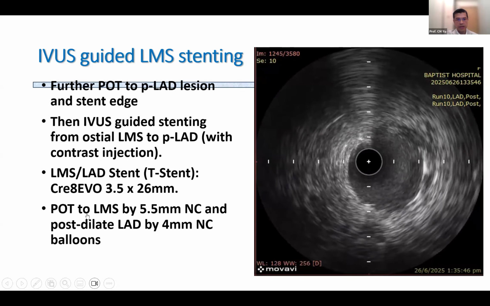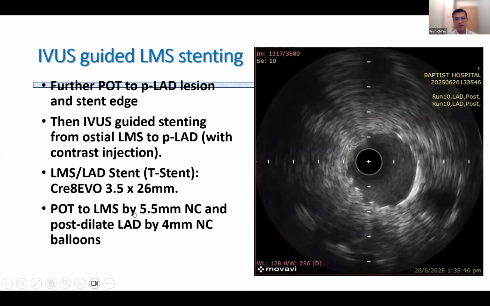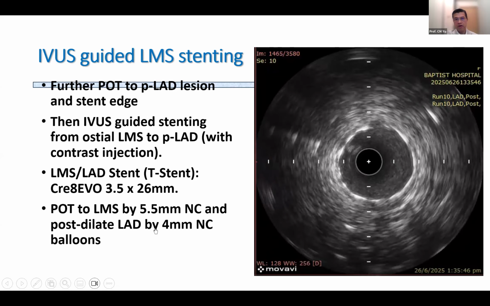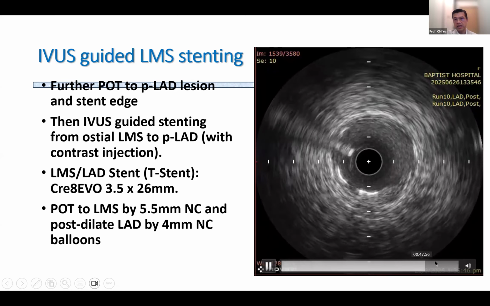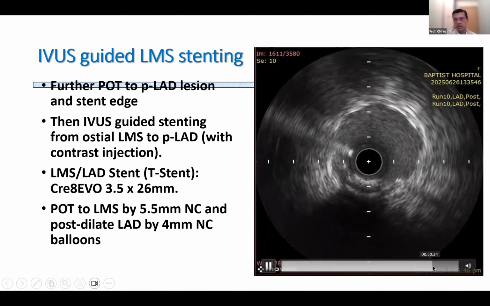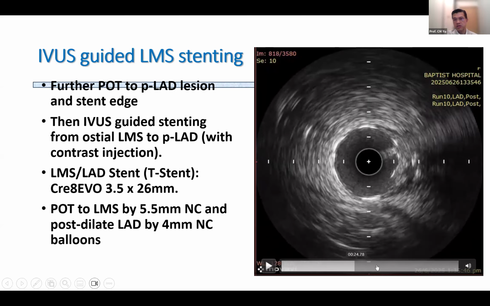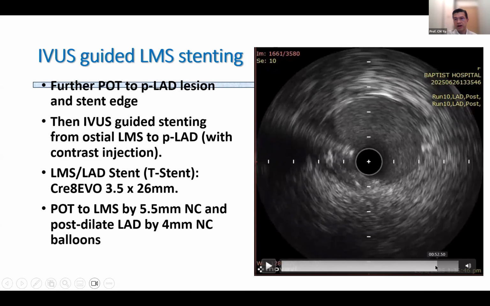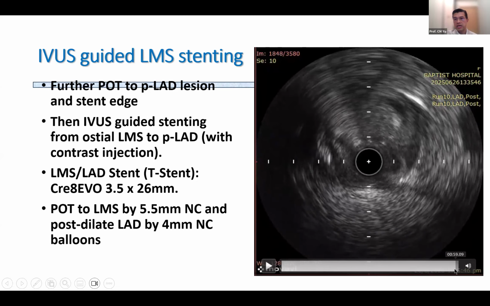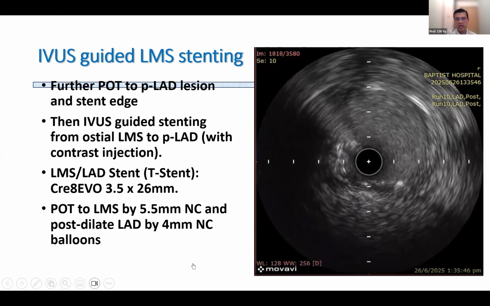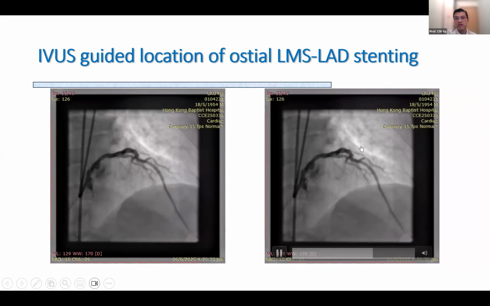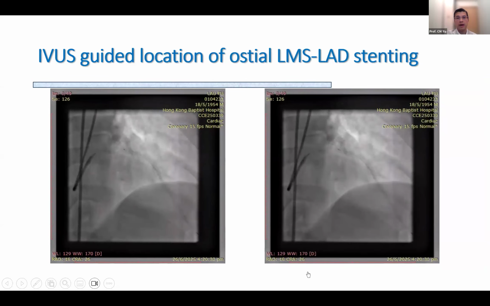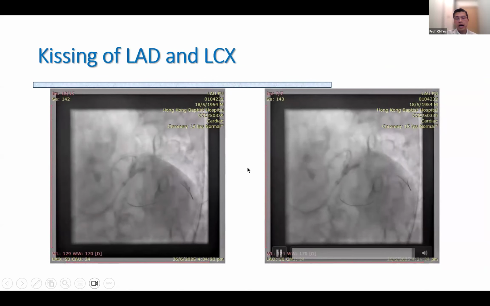After stent implantation, the left main has been further POT by 5.5 mm balloon, and also the rest by 4 mm balloon at the proximal LAD. As you can see in here, it shows a rather nice stent apposition all the way from LAD, and then further down to the proximal part of the LAD, which joins nicely into the left main, as shown here. So that is the final angiogram showing the result, and also showing the location of the stent.